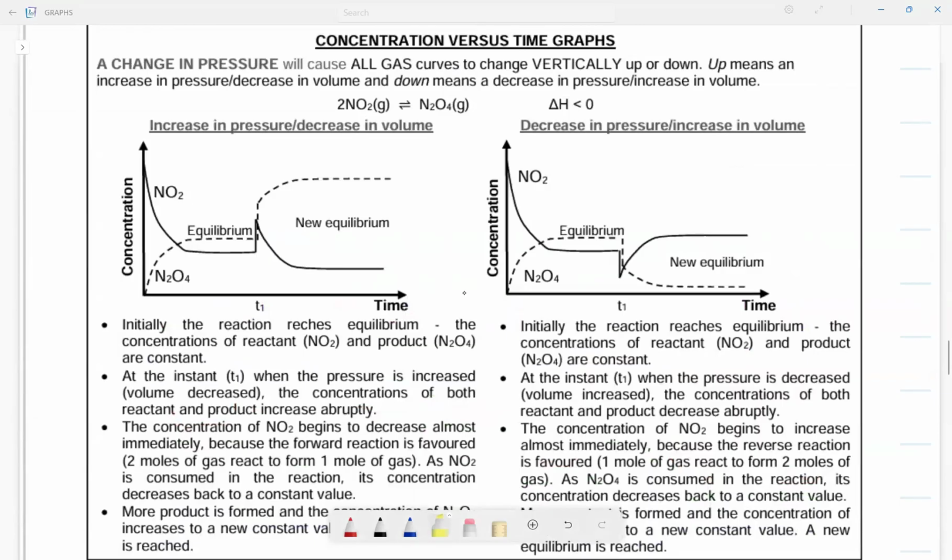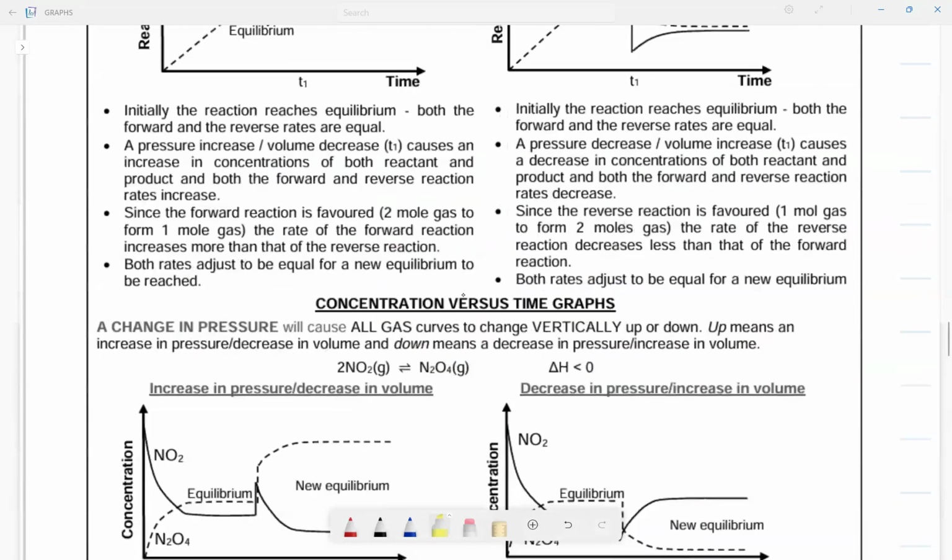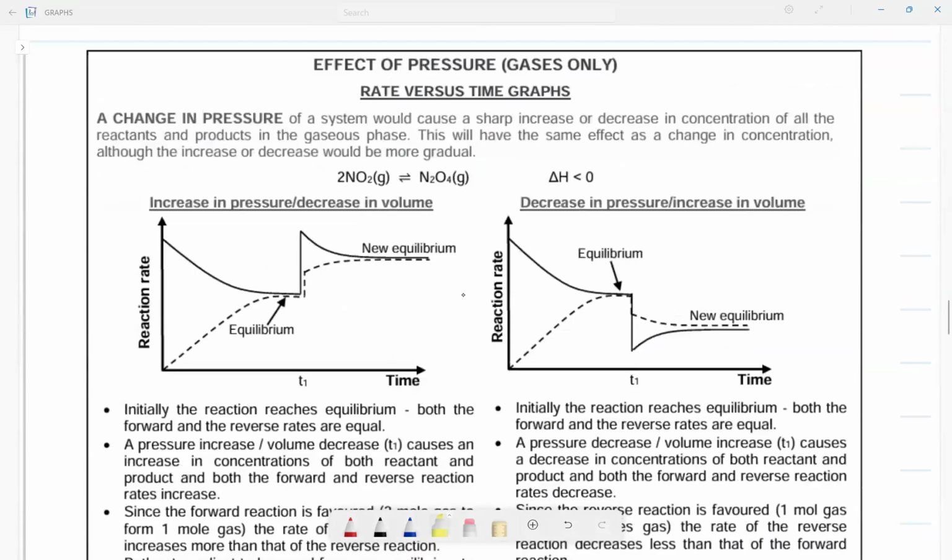Constant. What's happening? The pressure. Remember, on pressure, it is the pressure of the system that is decreased or increased. So it means now, when there is an increase, we will see an increase in both the forward and reverse reaction. Okay, this one, it is this graph here.